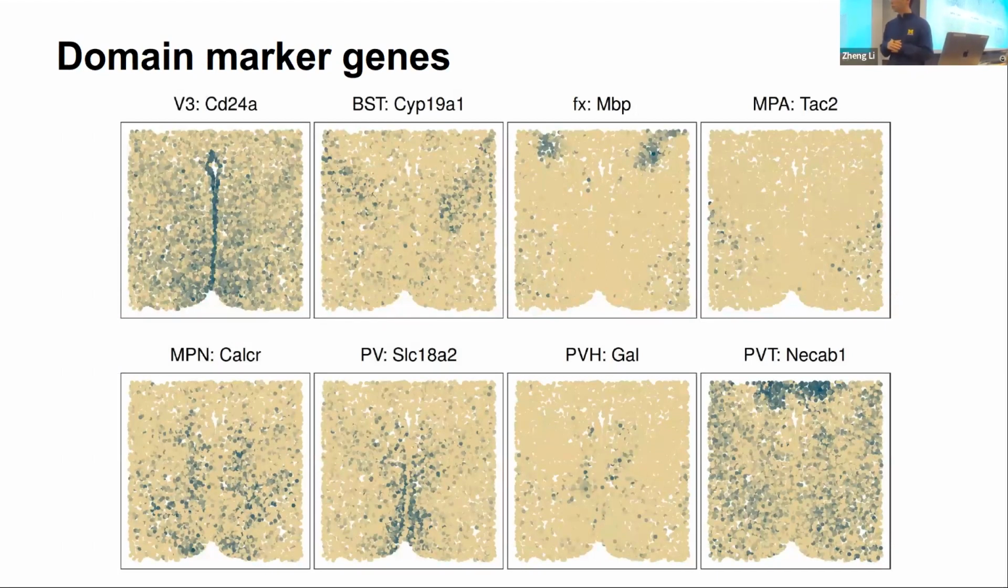Another benefit of accurate spatial domain detection is that we can use those labels to find domain marker genes, just like what we do with cell types. To find the marker genes, we can use the spatial domain labels from our method and perform a differential expression analysis. And by associating these marker genes with these spatial domains, we can better understand the biology underlying these spatial domains.